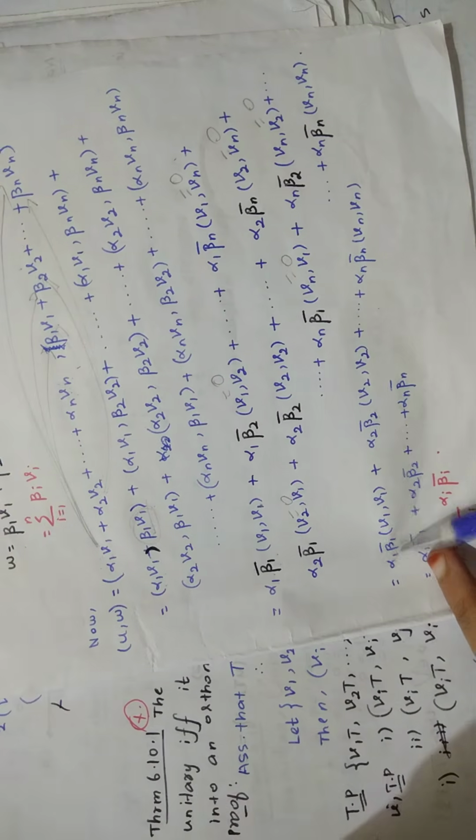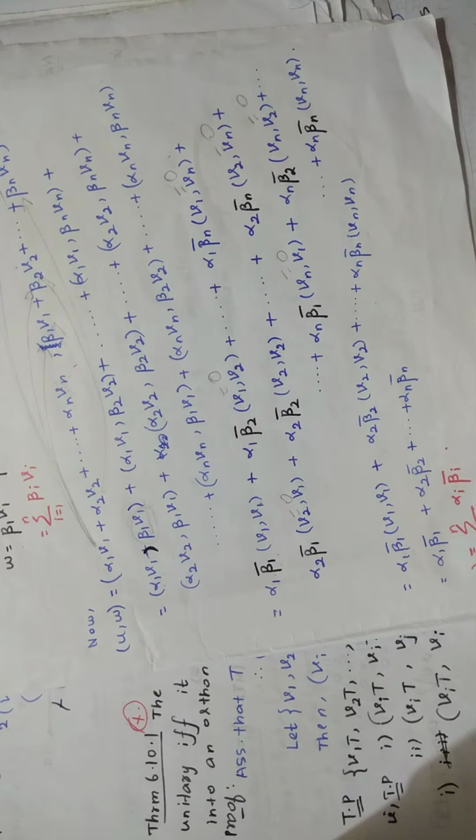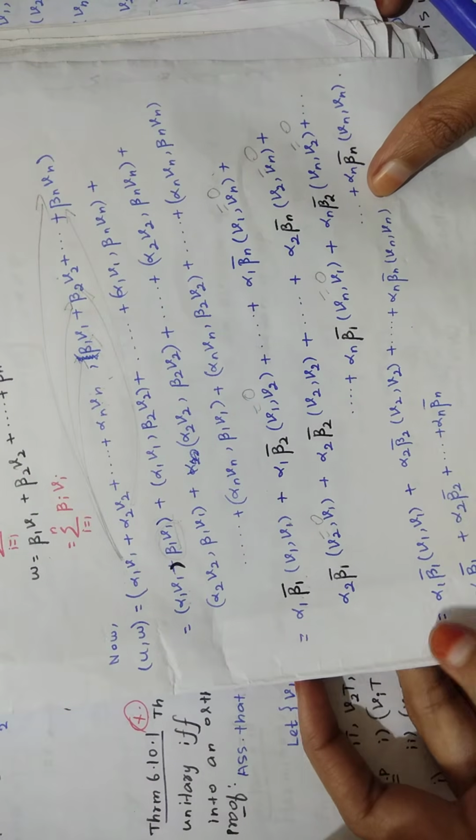So that is why you are writing all the others become 0. How do they become 0? Because in the assumption you have assumed that v1, v2, etc. vn be the orthonormal basis of v, and you have these conditions. So using these conditions you have done that.